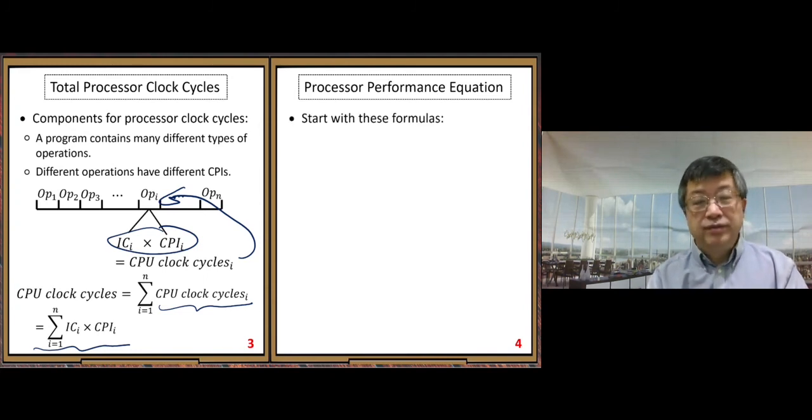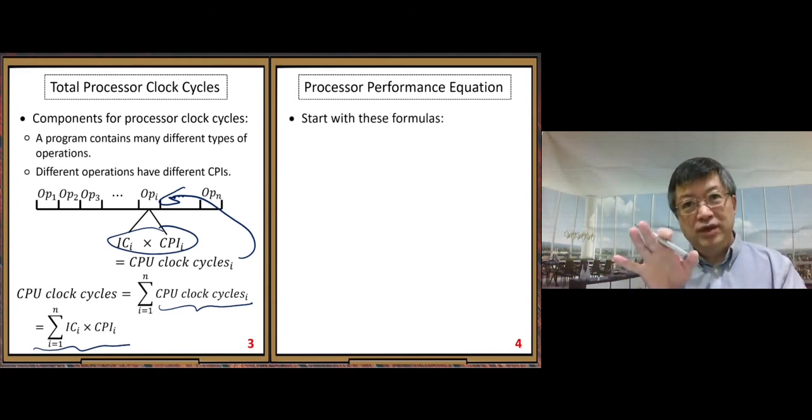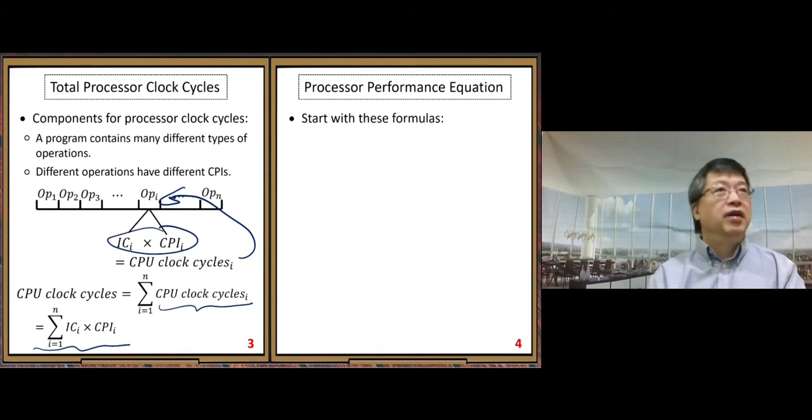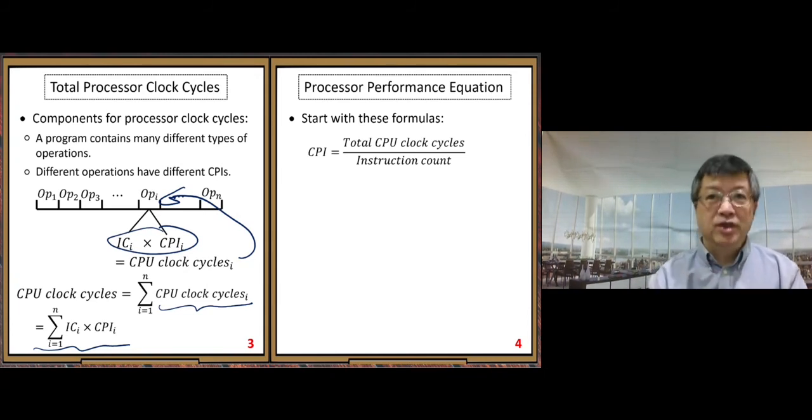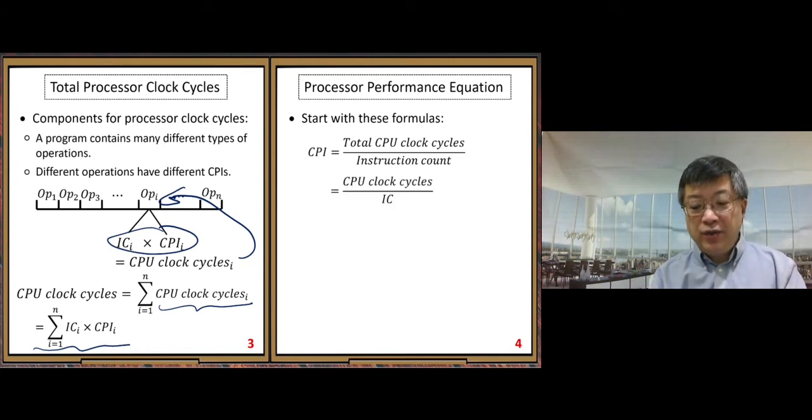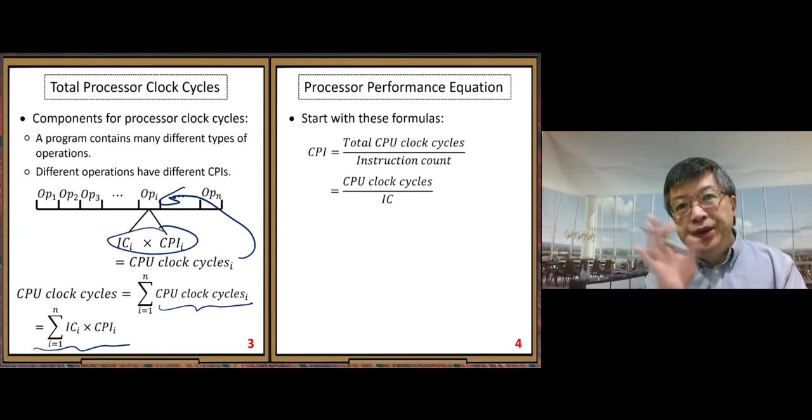When we start, here we just put the formulas we need to use. First, the CPI definition. From the previous slide, we have this CPI definition. All right, so we can write it in this way. Then we need to use the frequency concept.